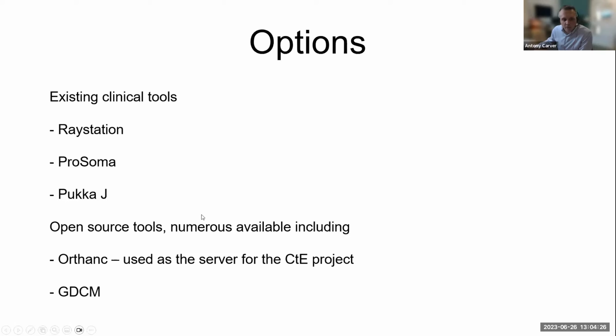And then the other half was tools you don't have to pay for that we didn't have, so open source tools predominantly. I've listed two here, although there are a lot more. Orthanc was the DICOM server that we used as the backend for the CTE project, and that does have anonymization functionality built in. And there's also a library called GDCM, which stands for the Grassroots DICOM library, I think. That also includes anonymization functionality. And I think plenty of the other ones do as well.